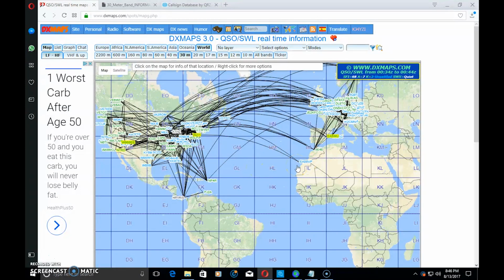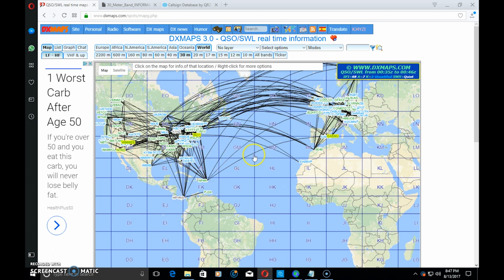Now, 30 meters goes 10.100 to 10.150 megahertz and has no broadcast interference like 40 meters, although the propagation is similar. Daytime contacts of over 1,000 miles are quite common, but right now, at 8:47 p.m., it's just booked. And it's like a hidden gem.